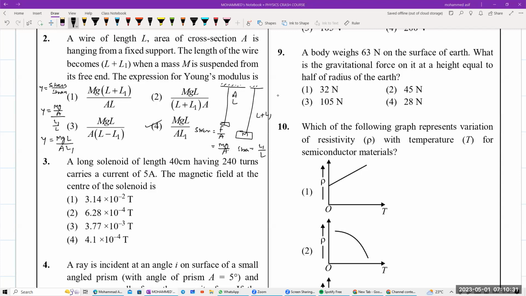Question number 3 देखो। A long solenoid of length 40 cm having 240 turns carries a current of 5 amperes. Length दे रखा है 40 centimeters. The total number of turns in this one is given, total number of turns is equals to 240 turns. Current दे रखा है इसमें 5 ampere. The magnetic field at the center of solenoid.